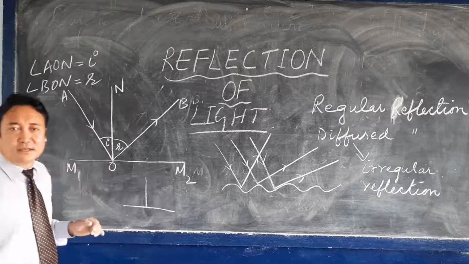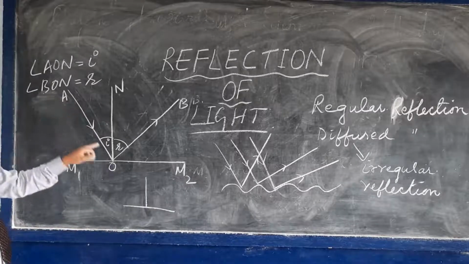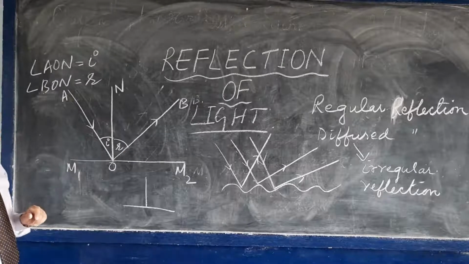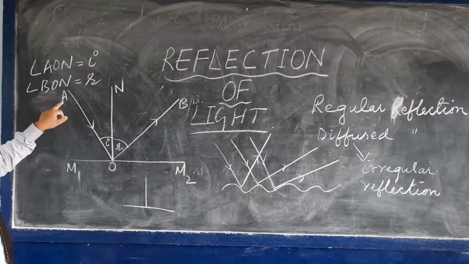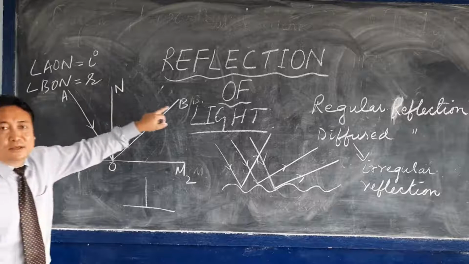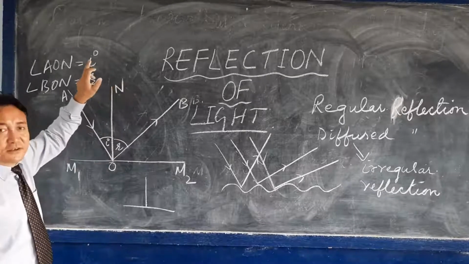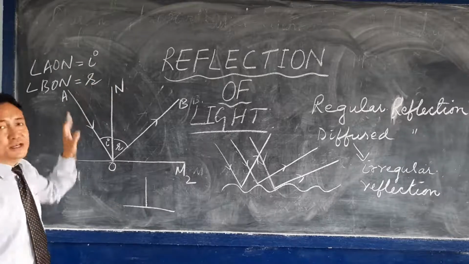The second law: the angle of incidence is equal to the angle of reflection. Always the angle of incidence is equal to the angle of reflection. That means angle AON equals angle BON. The angle of incidence equals the angle of reflection. So this is the second law.